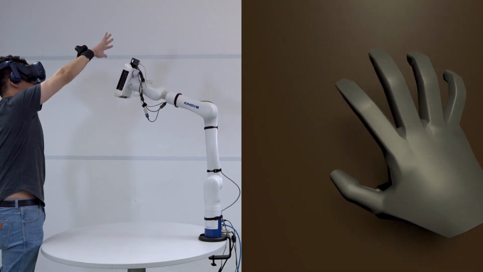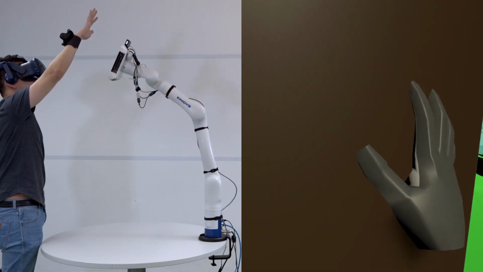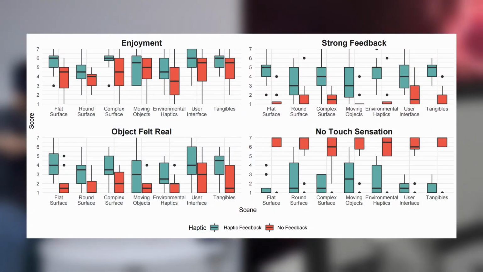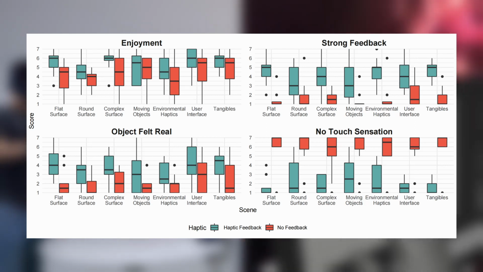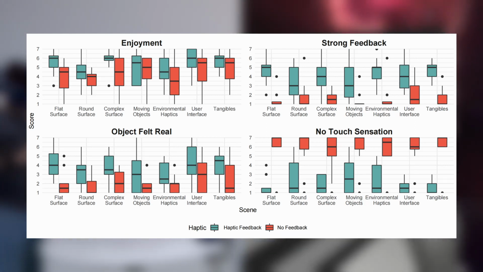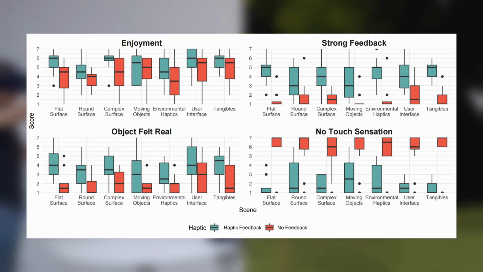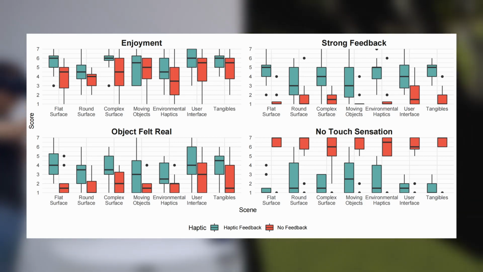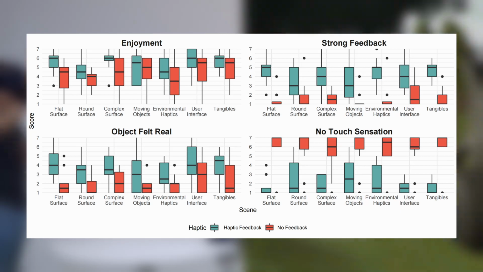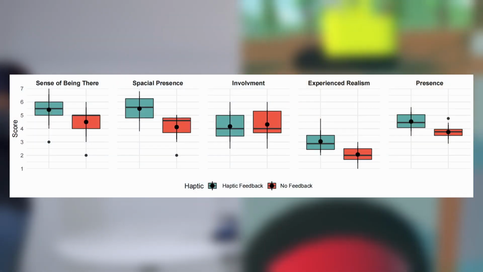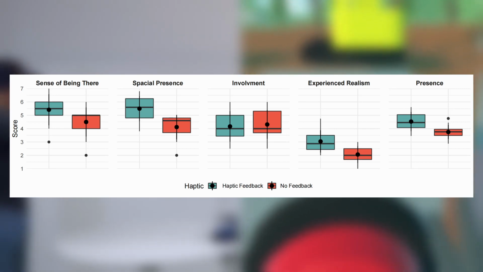With this, we were able to observe the impact of the proposed system on the enjoyment, perceived realism, and strength of the feedback. We found significant differences in terms of enjoyment for the round surface, in terms of perceived realism for the environmental haptics, and across all the scenarios for strength of the feedback. The subscales: sense of being there, spatial presence, and experienced realism.